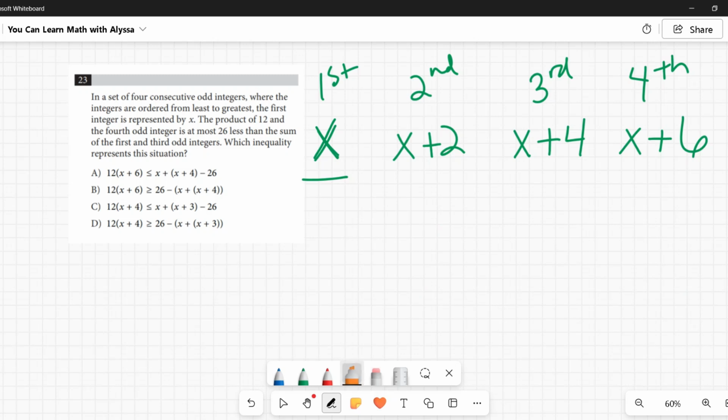And I think that may throw some people, because they might see 2, 4, and 6 and think, but those are even numbers and these are odd. Yeah, but we're starting with an odd, and then when you go 2 up from an odd, you're at an odd yet again. Okay, so now we have our representations of them.